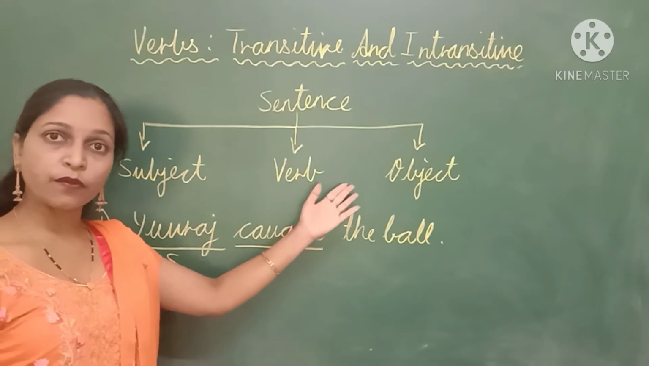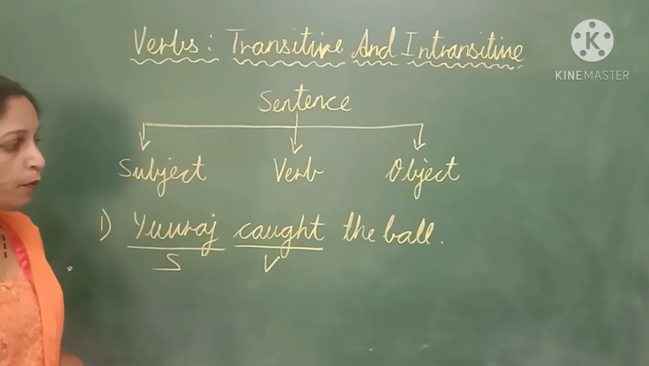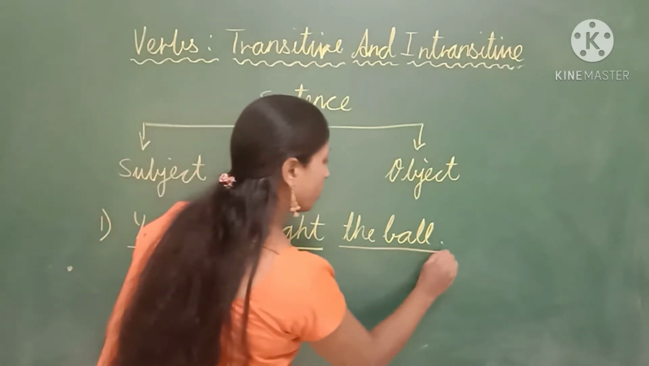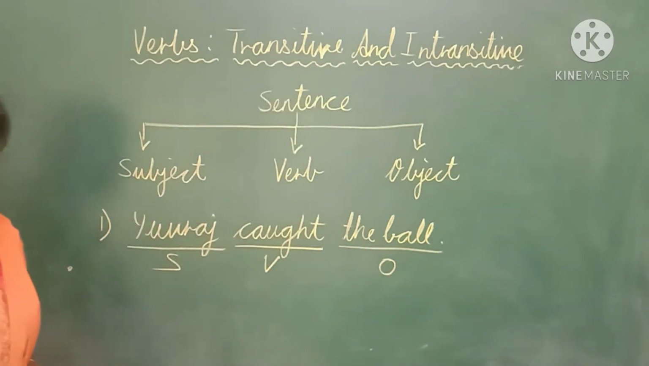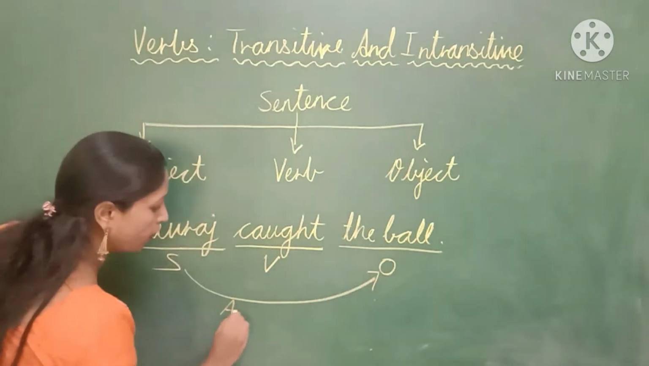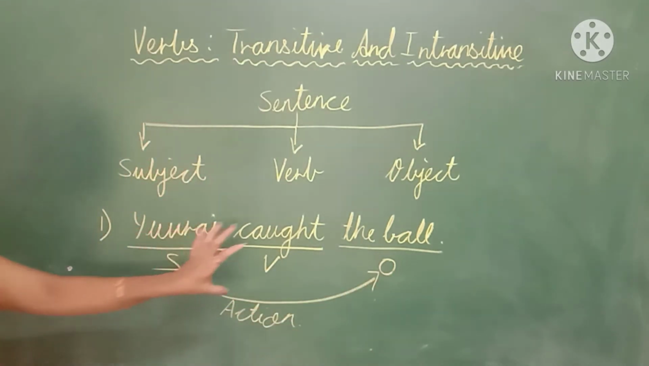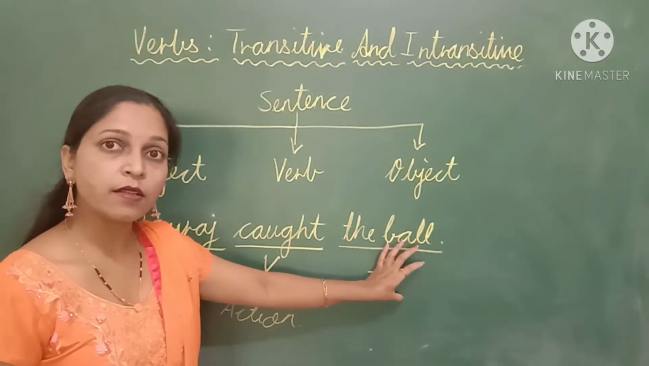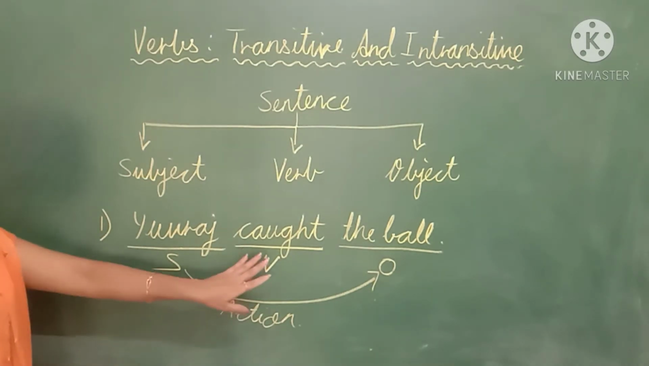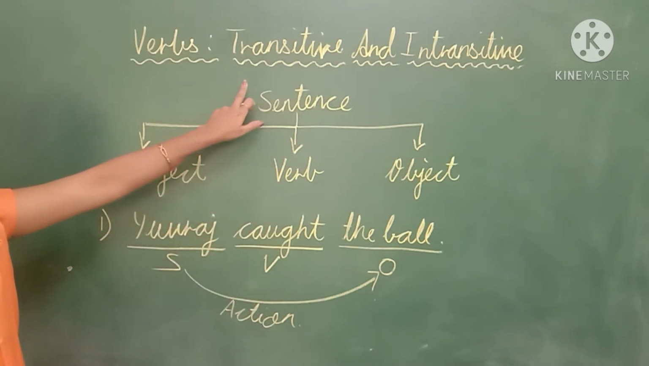Now which is the object? To find an object, I have told you we have to ask the question what or whom. What did Yuvraj catch? The ball. So the ball becomes the object of the sentence. So Yuvraj is directly having an action on the object. The action of catch is done on the object. The subject is doing the action on the object, that is the ball. So such sentences are called, or the verb caught is called, a transitive verb.